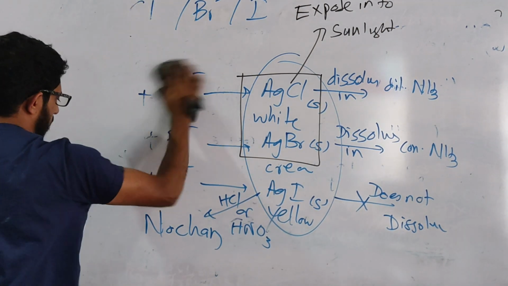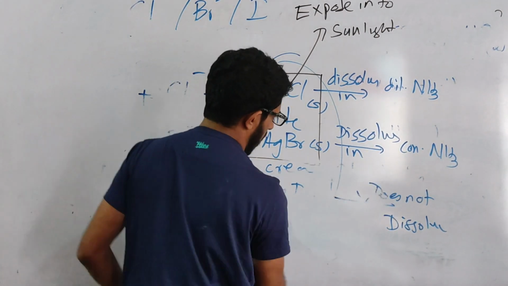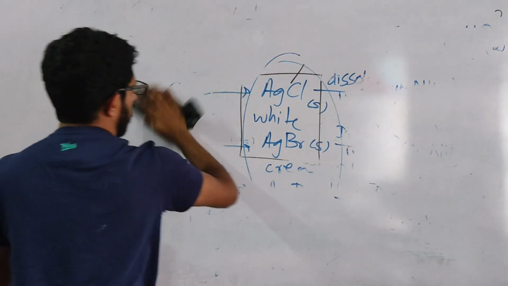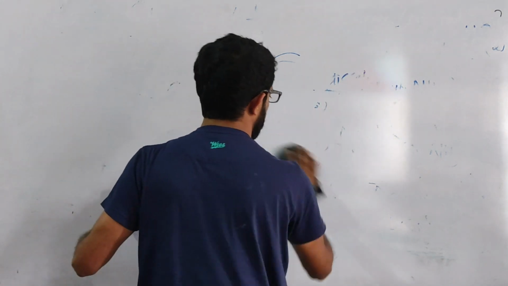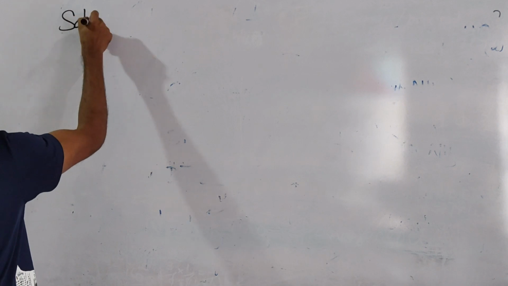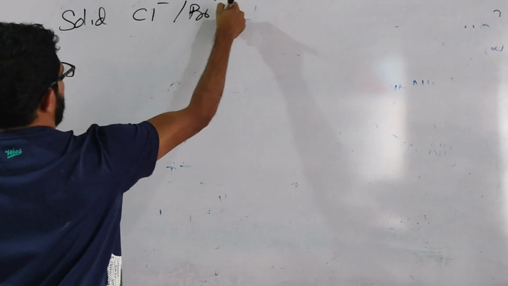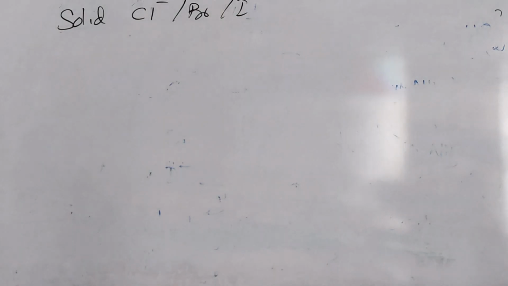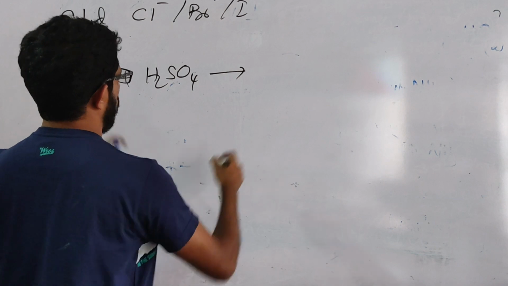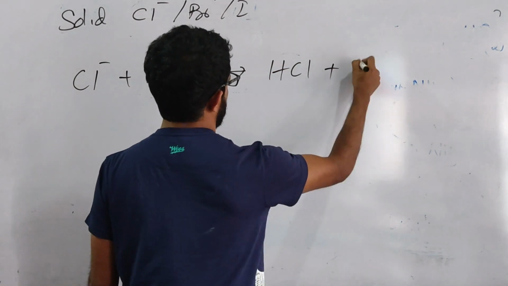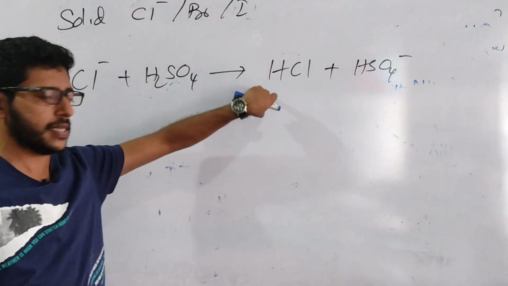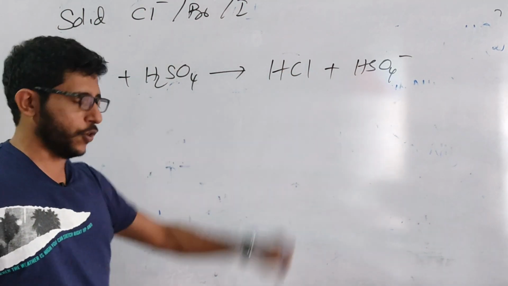The final way we have is identification of solid halides. So solid chloride, solid bromide and solid iodide. I'm not going to write any equation. We use concentrated sulfuric acid for this. With chloride, you can't get anything that much different. HCl and HSO4 minus is formed. I'm not writing the balanced reaction. HCl has steamy fumes, we say, or misty fumes, right?